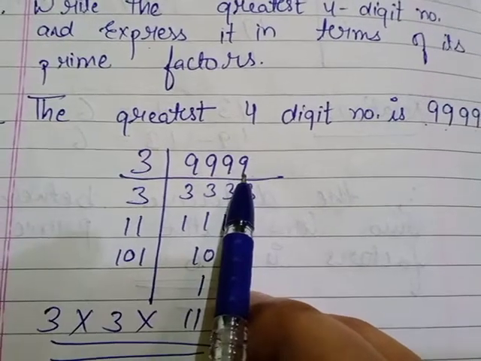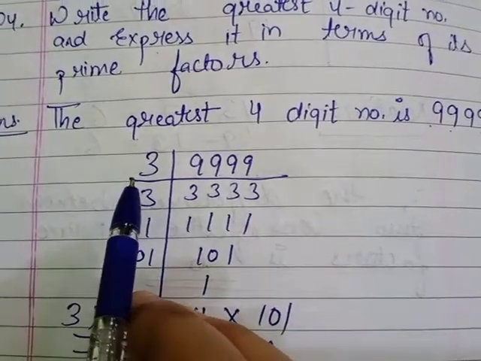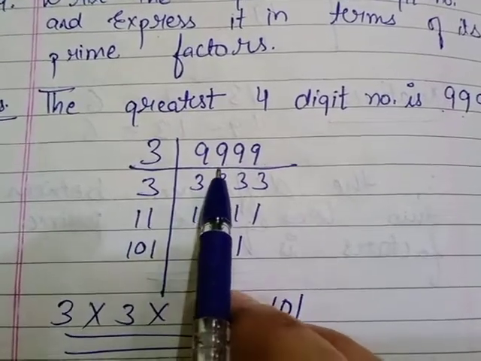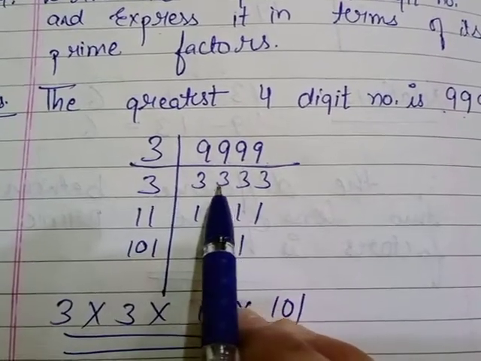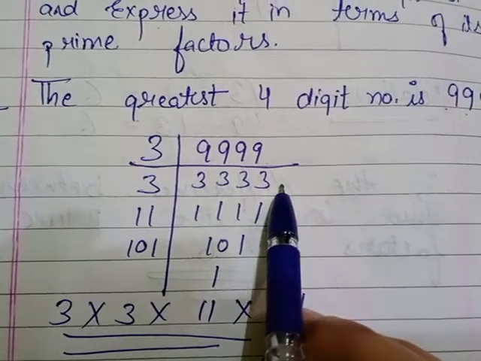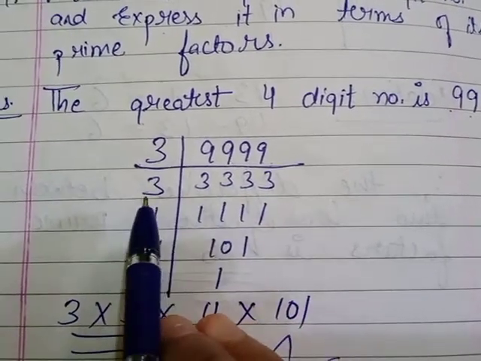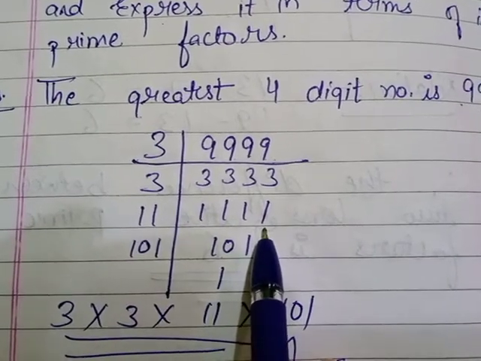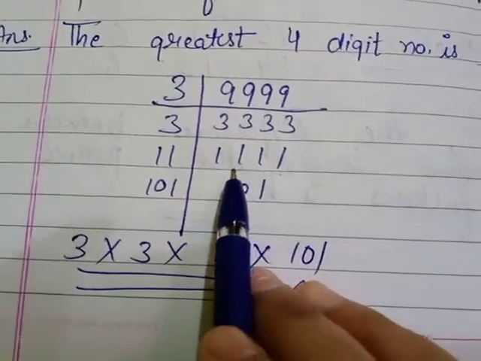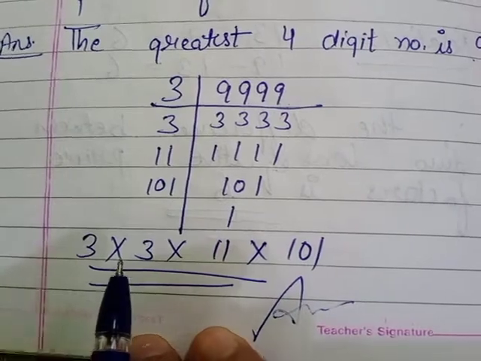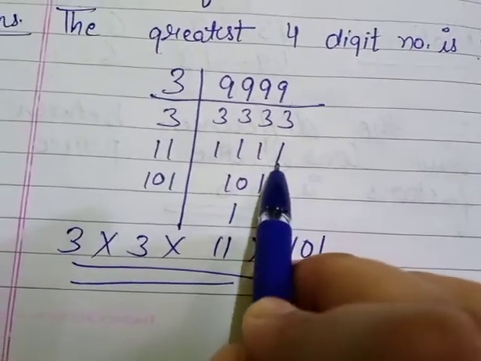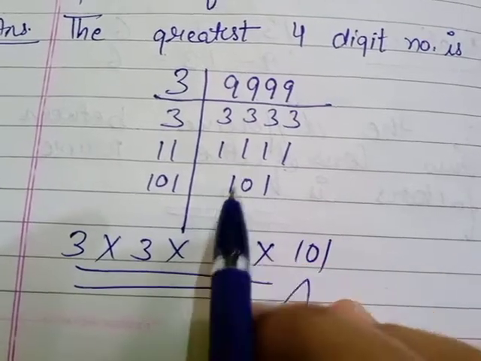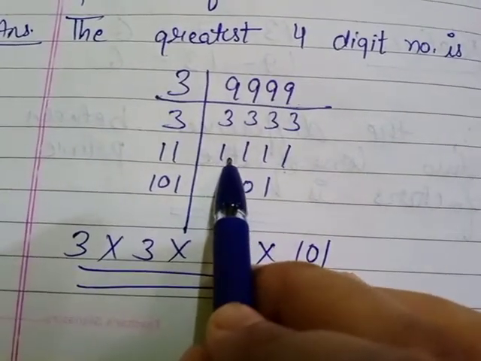9999 will be divisible by 3. So I have written 3 here. In the table of 3, 9 comes 3 times. Again we have 3333. Again this will be divided by 3 only, giving 1001, right? Now this number will be divisible by which table? This will be divisible in the table of 11. How? This is your 11, na? 11 ones are 11, right?